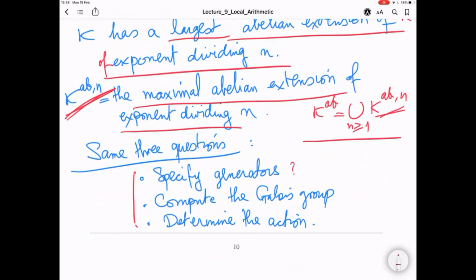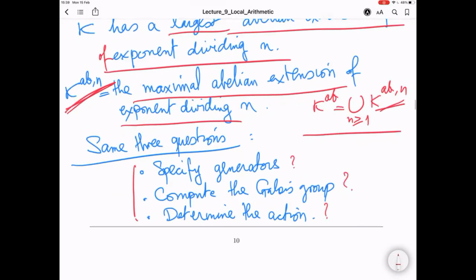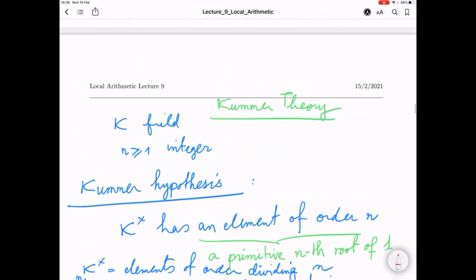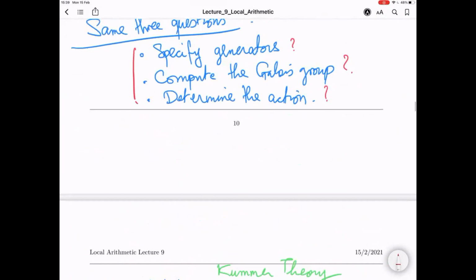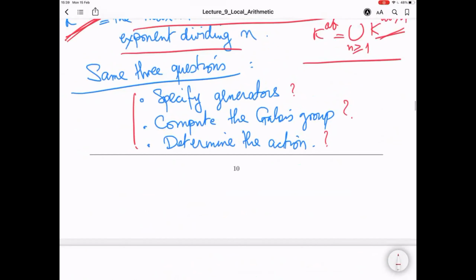Can we specify some generators for the maximal abelian extension of exponent dividing n? Can we compute the Galois group? And can we determine the action of the Galois group on those generators? So the same three questions arise in this situation. Okay, so there are answers to this. There are two answers, I mean, two partial answers.